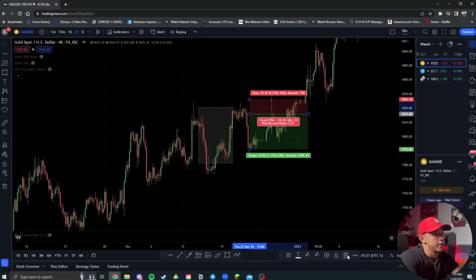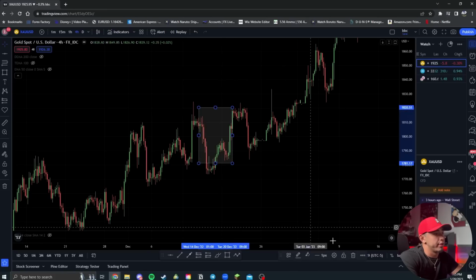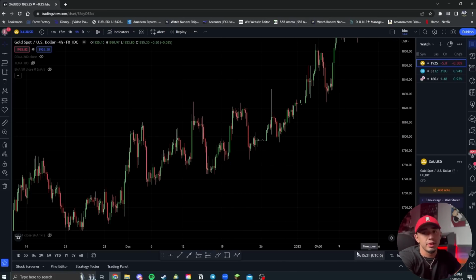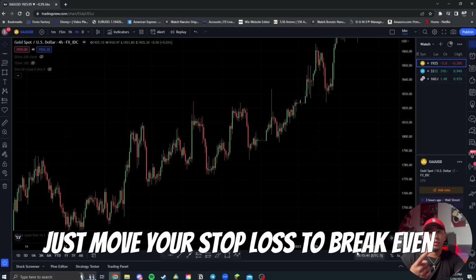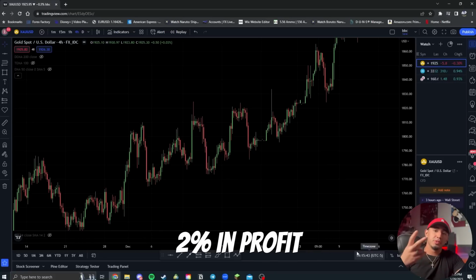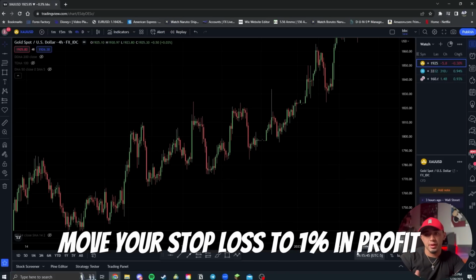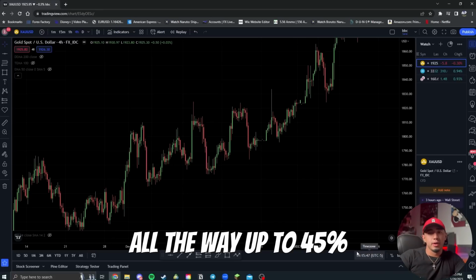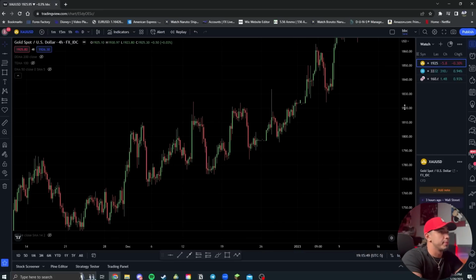So one thing I always recommend for everyone to do is, once you're at least 1% in profit, move that stop loss up. A good rule of thumb is for every percent that you're in profit, move up a board. All I mean by move up a board is if you're 1% in profit, just move your stop loss to break even. If you're 2% in profit, move your stop loss to 1% in profit. So on and so forth, all the way up to 4 or 5%, whatever you're going for.